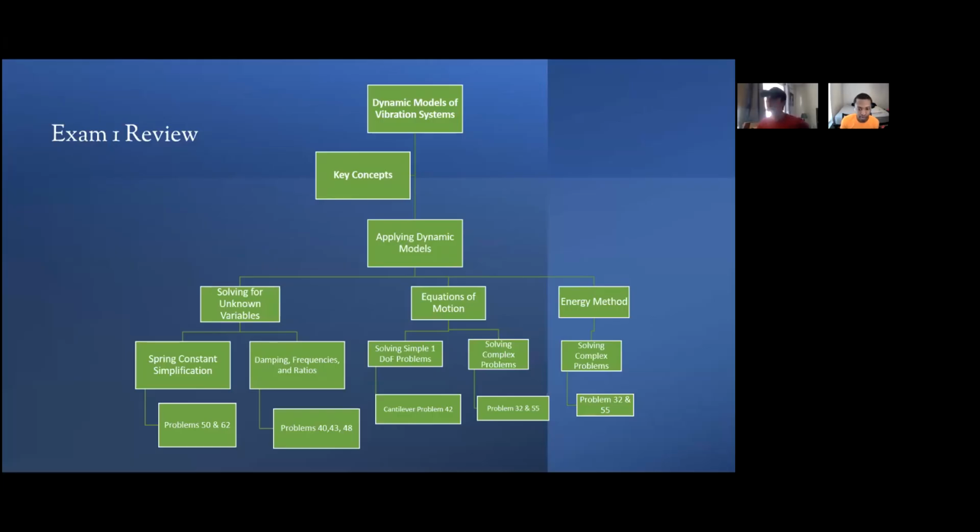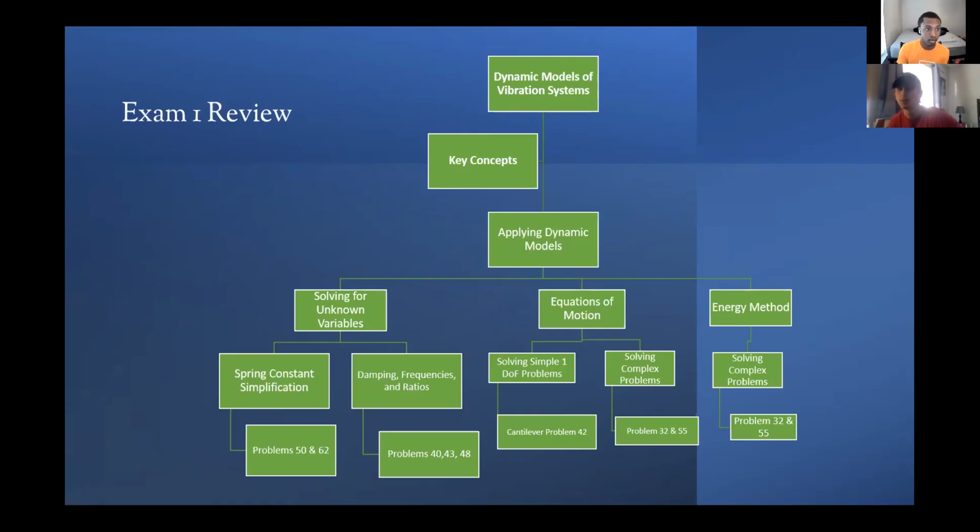All right, so we're going to go over some key concepts and then some applications. We kind of split it into three: solving for unknown variables, and then some EOM and the energy method. All of these you can find in your book. You can also look at Chegg, but you could just use this for some reference.